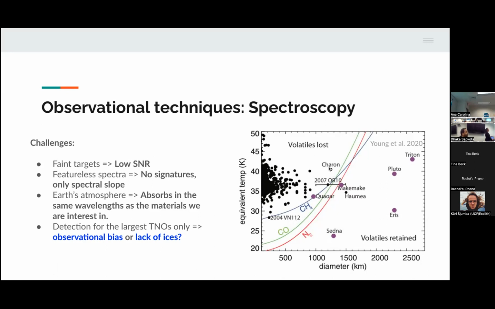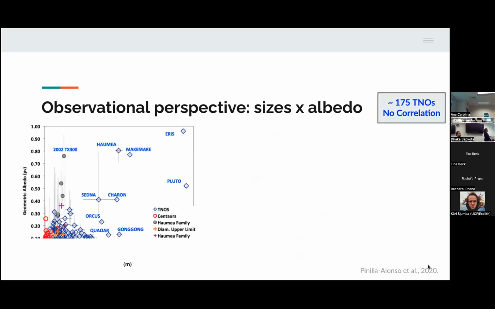For example, Chiron. Chiron has more than 1,000 kilometers, and we have some signatures of volatile bonding. So Chiron, and another interesting one is this one, 2004 BN112, because it could have CH4, but it has 300-something kilometers in diameter. So what's happening at the limits of the size in the theory should be better understood.